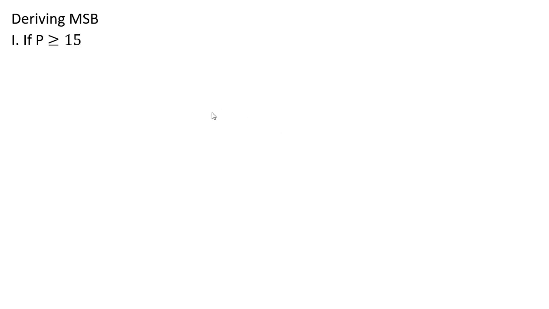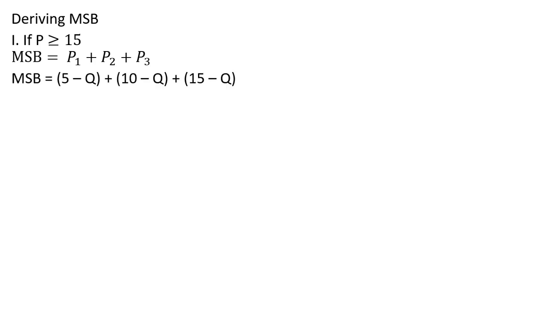So we're going to be deriving the marginal social benefit curve, and we're going to start when the price is greater than or equal to 15. And when the price is greater than or equal to 15, we're going to vertically sum the three individual consumers' inverse demand curves. So plugging in for P subscript 1, which is just the equation on the first slide, which was 5 minus Q, the inverse demand for the second consumer is 10 minus Q, and the inverse demand for the third consumer is 15 minus Q. So simplifying that, we get 30 minus 3Q.